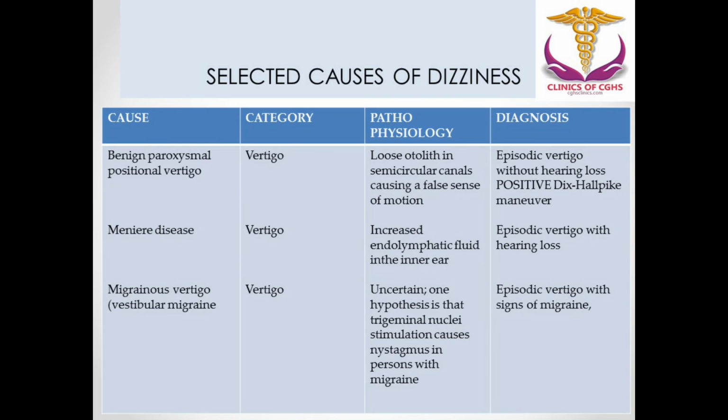Meniere's disease also causes vertigo, where it is due to increased endolymphatic fluid in the inner ear, causing episodic vertigo with hearing loss. Migrainous vertigo causes vertigo due to uncertain causes. This leads to episodic vertigo with signs of migraine plus any of the following: photophobia, phonophobia or aura during at least 2 episodes of vertigo.